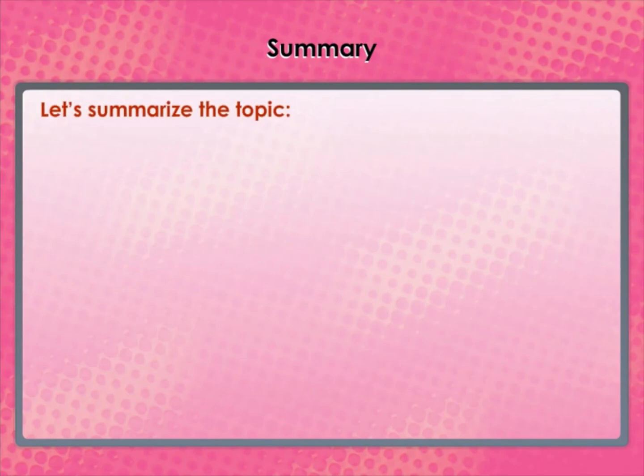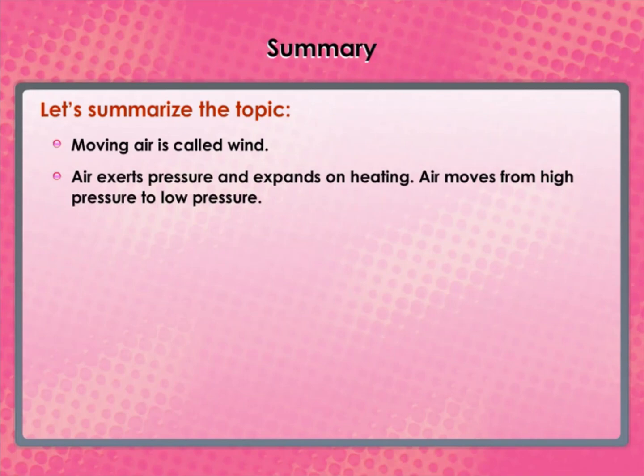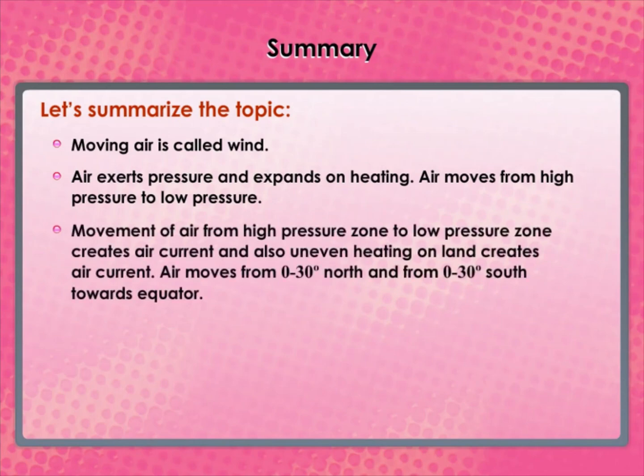Summary. Let's summarize the topic. Moving air is called wind. Air exerts pressure and expands on heating. Air moves from high pressure to low pressure. Movement of air from high pressure zone to low pressure zone creates air current, and also uneven heating on land creates air current. Air moves from 0 to 30 degrees north and from 0 to 30 degrees south towards the equator.